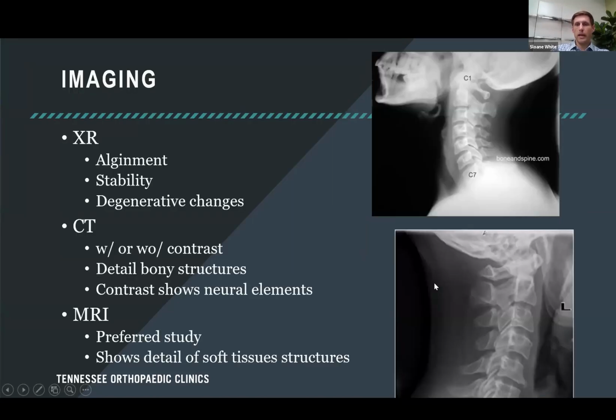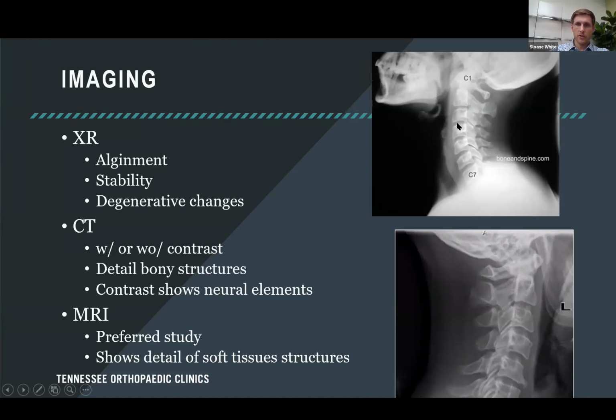Now, when people have these symptoms and they seek medical attention, usually the first step is to get x-rays. And the x-ray allows us to look at not only the bony elements of the neck, but also your overall alignment, as well as note any degenerative changes.